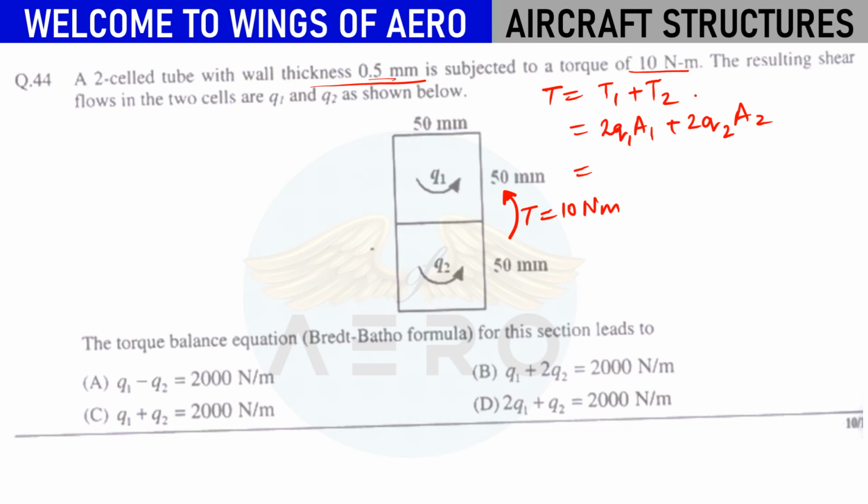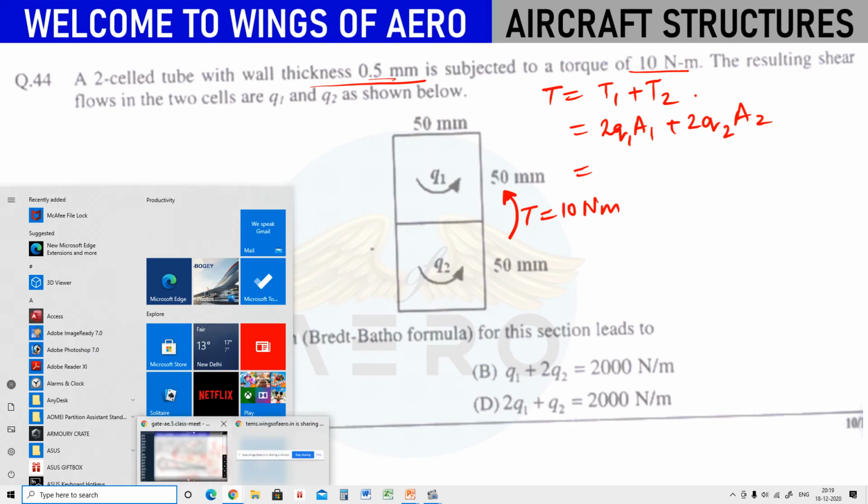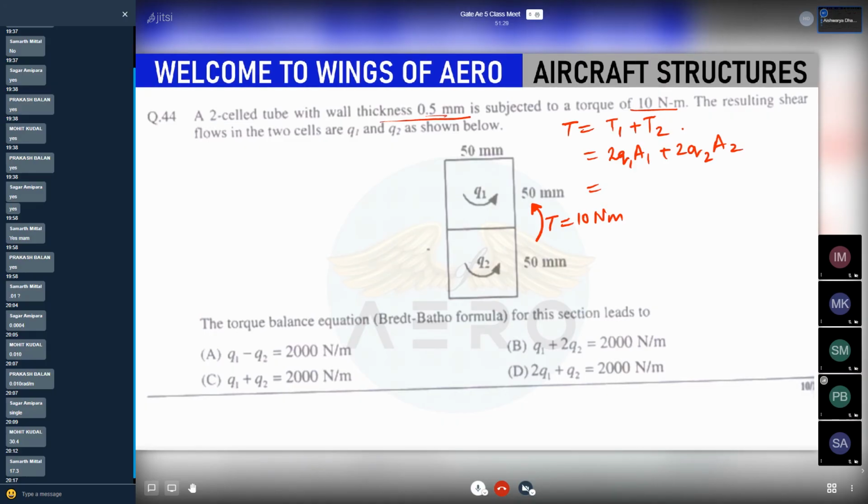And tell me what will be the right option. So write down in the chat box which is the right option. Using this method, T equals T1 plus T2, find out the area, substitute it, and tell me what will be the answer for this.